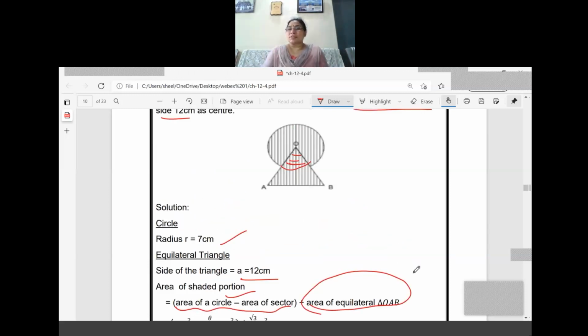two times the area of the sector will come. When we are taking the complete circle, and then when you are taking the equilateral triangle, in both cases you can see that the sector part is common. So only one time we should add it. For that, we should subtract from the area of the circle.